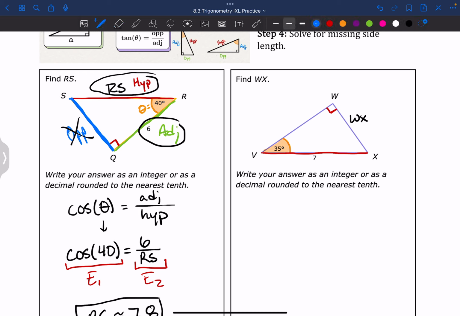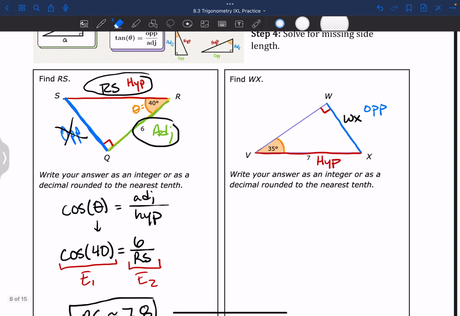Then I'm going to find the opposite side. So looking at my angle 35, what side is opposite to it? It is WX. So it's this side right here. This is my opposite. I forgot to label the hypotenuse. There we go. And the last side is my adjacent. It's the side that is next to the angle. So this is my adjacent.